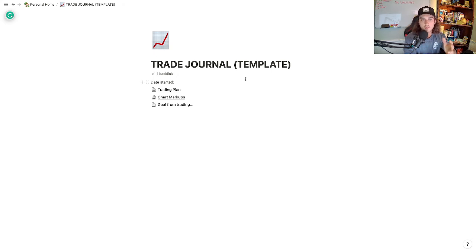If you have any problems with this, like I said, the link for the template is in the description here. Just go ahead and click on that. You should be able to just duplicate this into your own Notion account. Notion's free to use, and you can use it for pretty much everything.